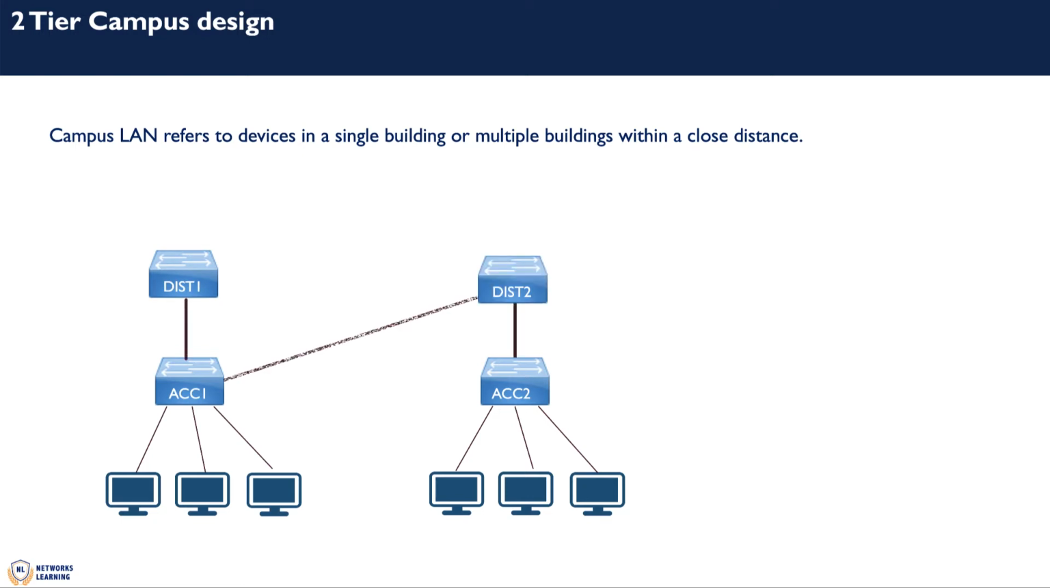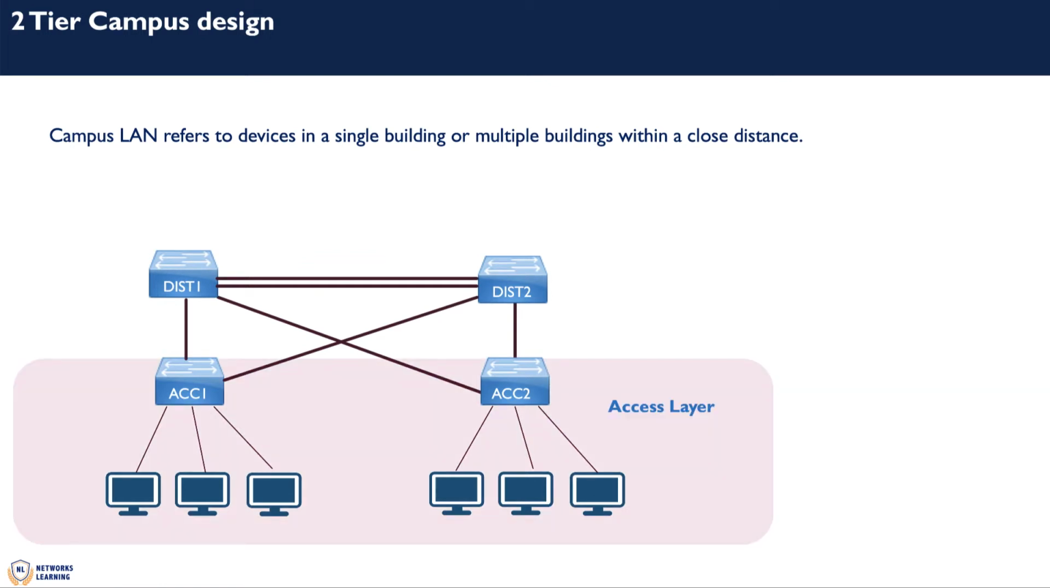You will then want to add additional links for redundancy or protection. So access 1 would be connected to distribution 2. Access 2 connected to distribution 1. And you may also want to interconnect the two distribution switches. So this is a typical two-tier campus design where you have your access layer, which goes from the host to the first set of access switches. Access switches are connected to distribution layer or distribution switches.